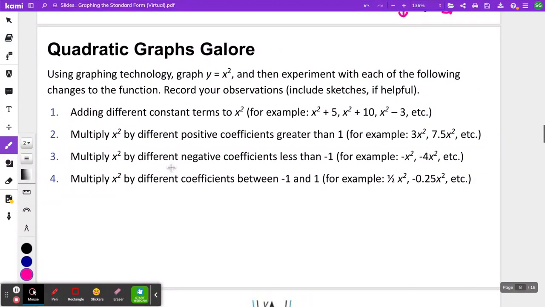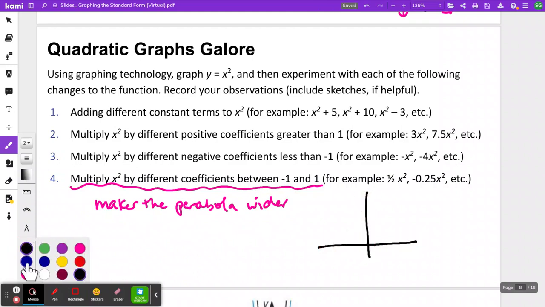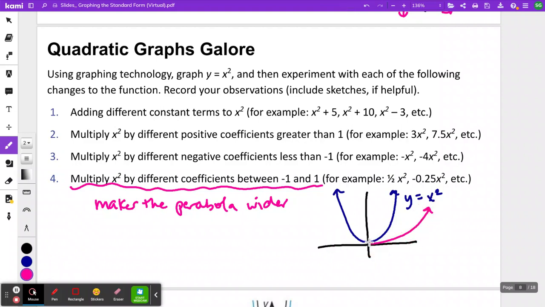So one last time in our notes, we're going to say multiplying x squared by different coefficients between -1 and 1 makes the parabola wider. And so for my picture, I might show that if y equals x squared is this blue line, that's my starting point. Picking something smaller than 1, like 0.2, is going to be a wider parabola. I'm going to have this be 0.2 x squared, for example.